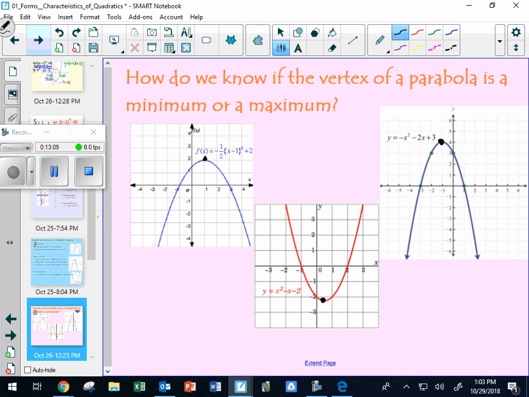Maximum. If you look at the equations on each of these graphs, which part of this equation do you think tells us whether it's a maximum or a minimum? Yes. The negative. If you look at this one, there's a negative right there. In this one, there's no negative. And over here, there's a negative. So the negative makes the parabola face downwards, and it tells us, oh, this must be a maximum. All right.